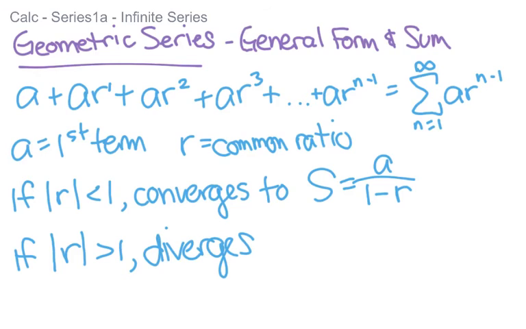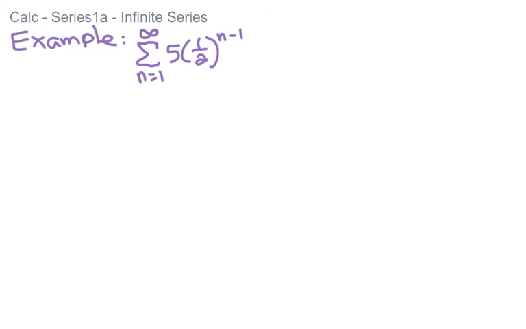All right, let's take a look at a few examples. Here's the first one, the sum from n equals 1 to infinity of 5 times 1/2 to the n minus 1. So I just mentioned, the fact that R is 1/2. So in this case, I'm just going to write down what I know. A is equal to 5, and R is equal to 1/2. So already I know that this is going to converge because the absolute value of R is less than 1.